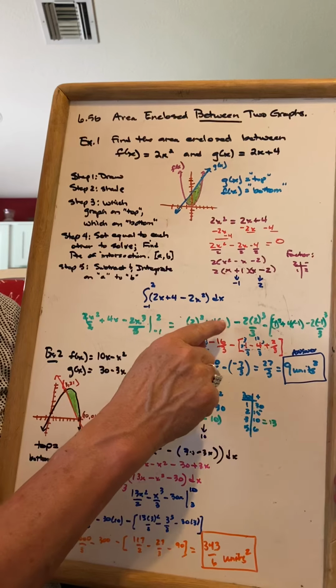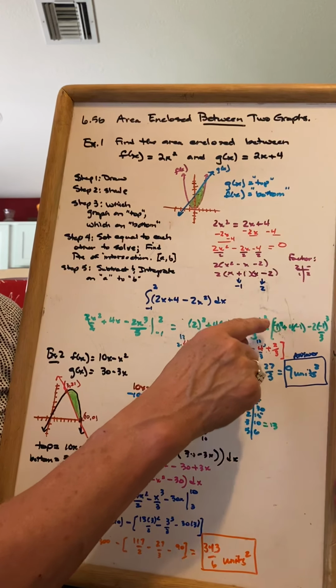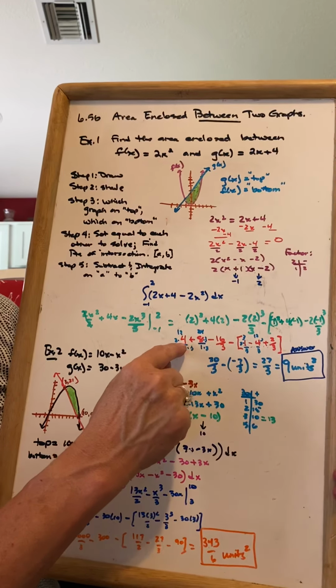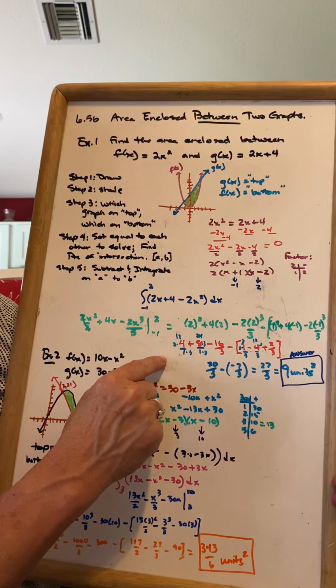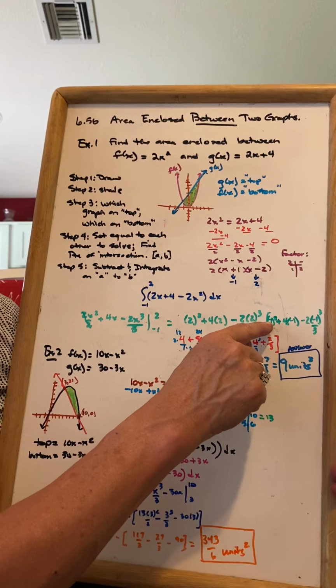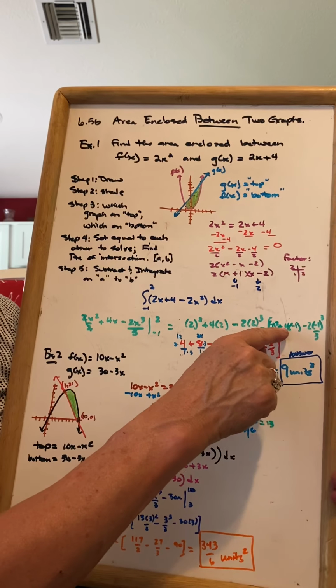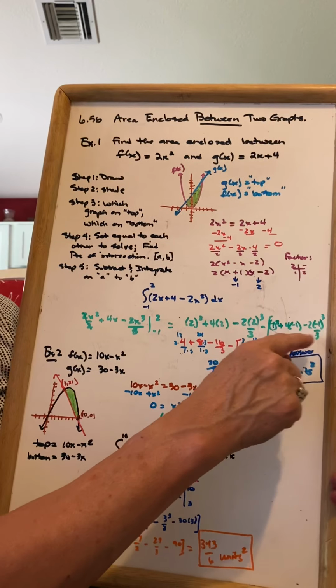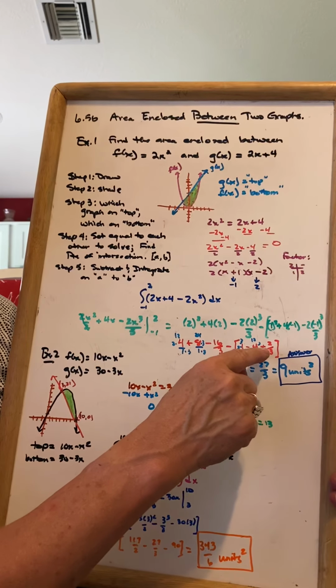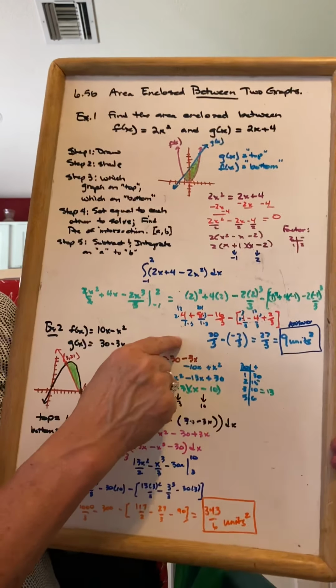2 squared plus 4 times 2 minus 2 times 2 cubed over 3. In red, I got 4 and 8 and 16 thirds. In a minute, I'm going to find a common denominator, but not right now. Negative 1 in there: negative 1 squared plus 4 times negative 1 minus 2 times negative 1 to the third over 3. And again, I have 1 minus 4 plus 2 thirds. Do some math in there.